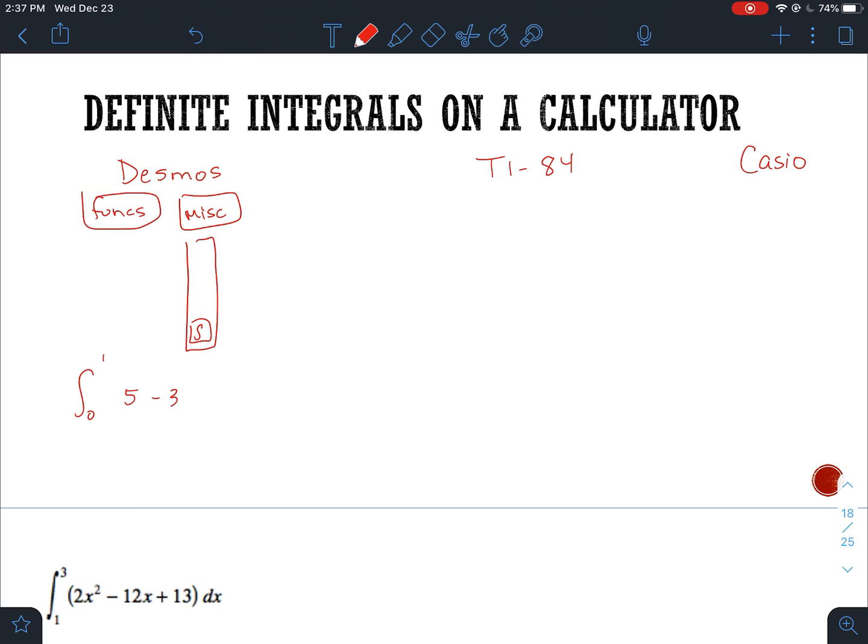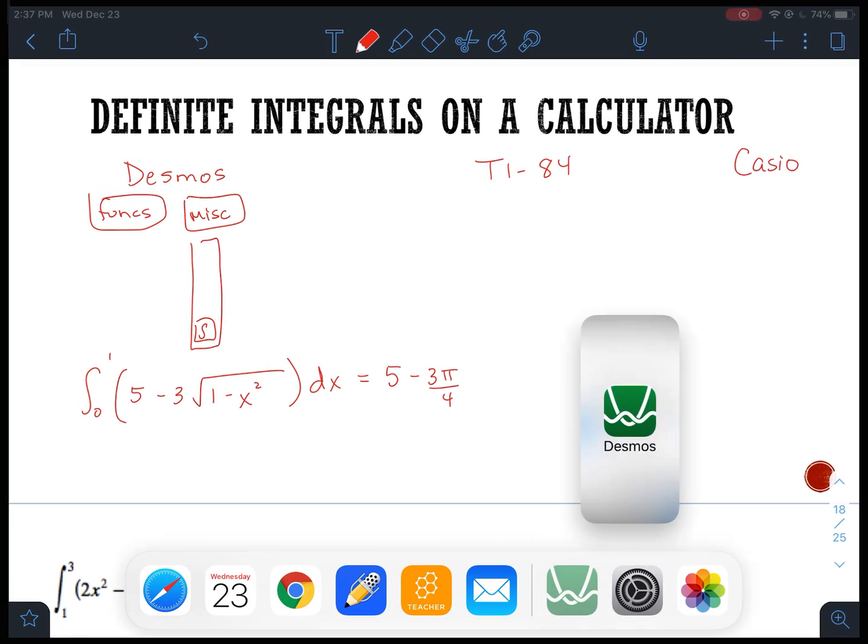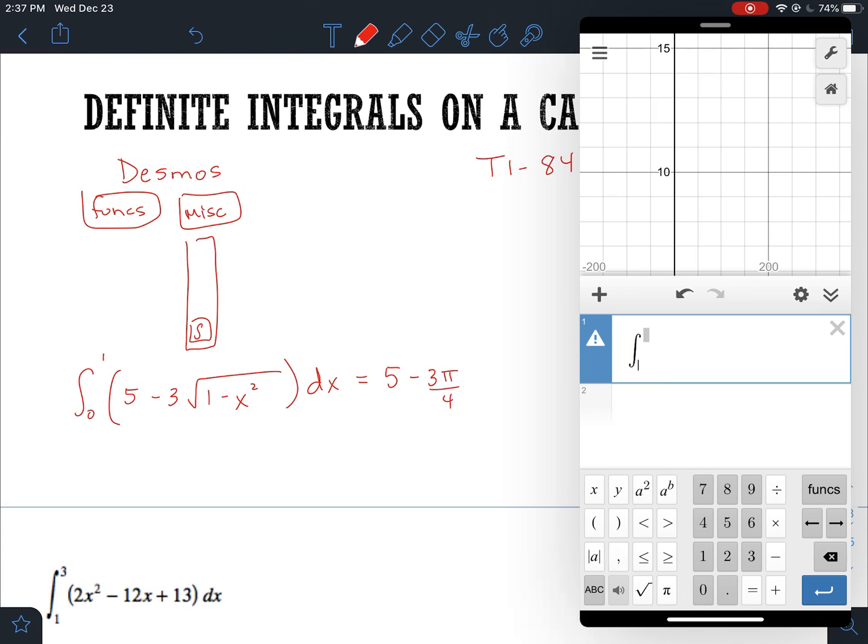And let's say we want to integrate from 1 to 3. Well, actually, let's just do the one we just did. So let's say we want to integrate from 0 to 1, and then it was 5 minus 3 times the square root of 1 minus x squared, and then dx. And then we got 5 minus 3 pi over 4, correct? So let's see if that was the right answer if we did it on Desmos.